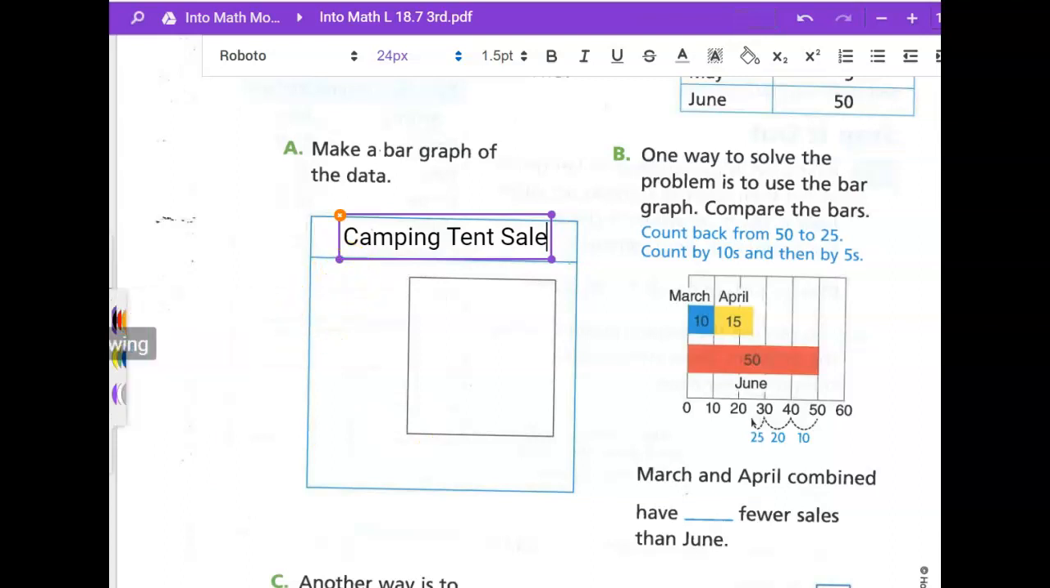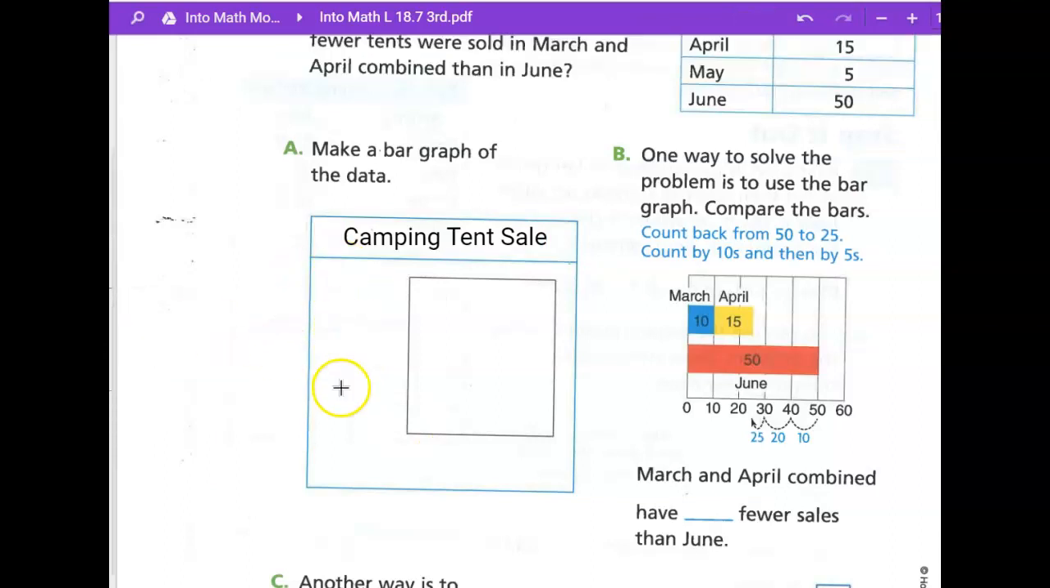What are we going to put along the side of our graph? We're going to put that at the bottom, because we're going to make this graph be horizontal. Okay? What are those called? Months. So we're going to write months over here. How many months are we talking about? March, April, May, and June. So 4 months. So let's put those up here.